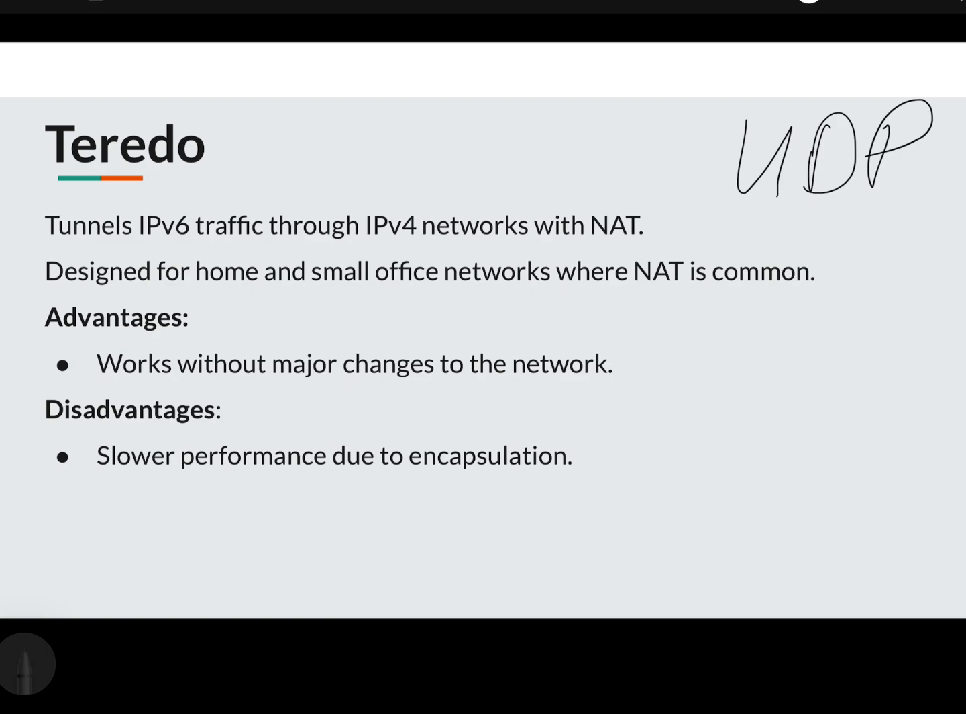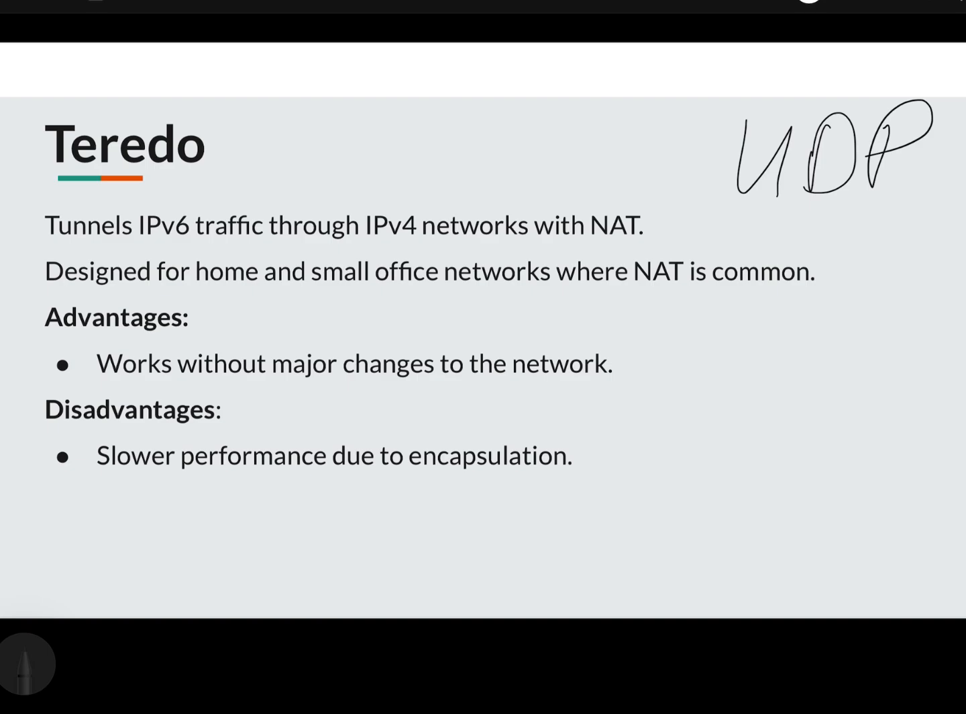So key disadvantages are performance: encapsulation introduces additional overhead, leading to slower performance compared to native IPv6. Teredo's reliance on public servers and UDP encapsulation can expose the network to potential threats, so it's not secure to use Teredo in this case. The best use case is home or small office networks transitioning to IPv6 where NAT is prevalent, ideal for users who need IPv6 connectivity without immediate upgrades to the infrastructure.